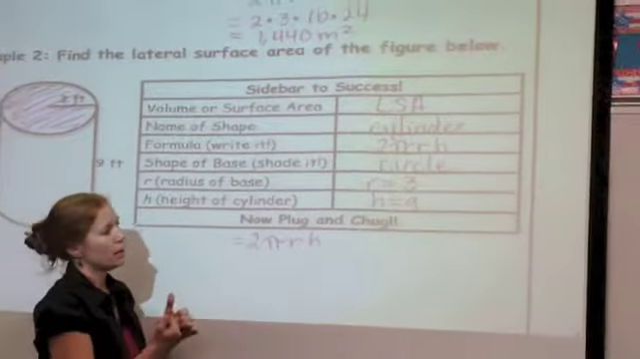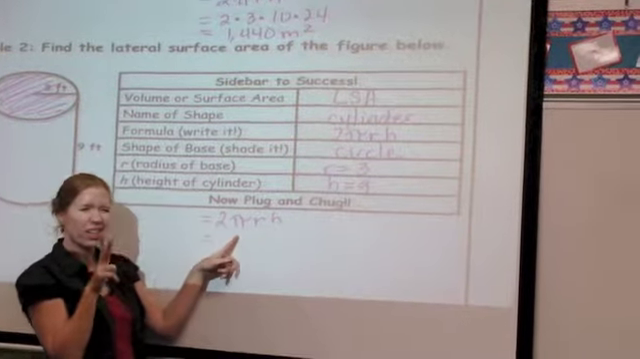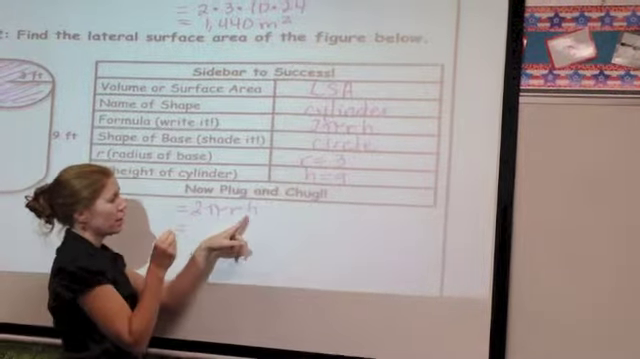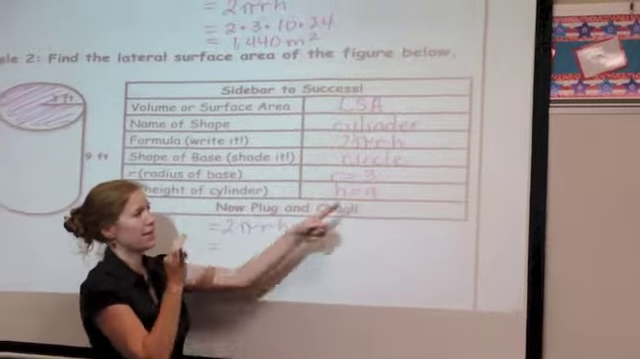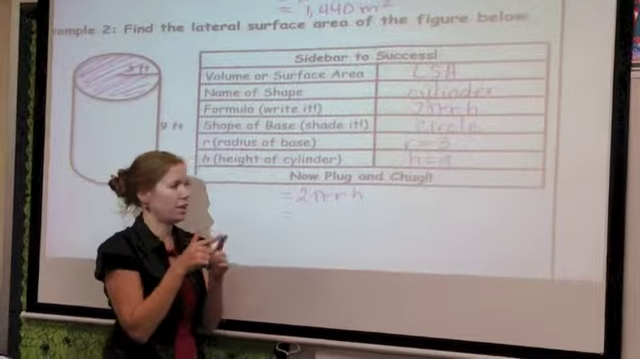Okay. Now I'm ready to plug in my numbers. So 2 times 3 to make it simple. Radius is 3, and then the height is 9. I'm going to put that down, put it in my calculator, and then solve.